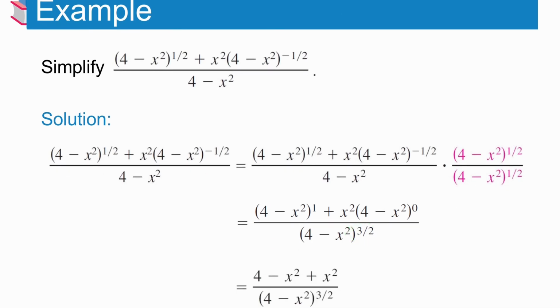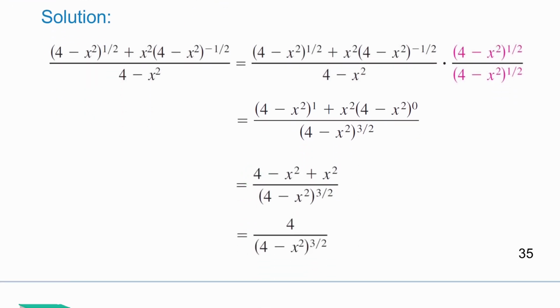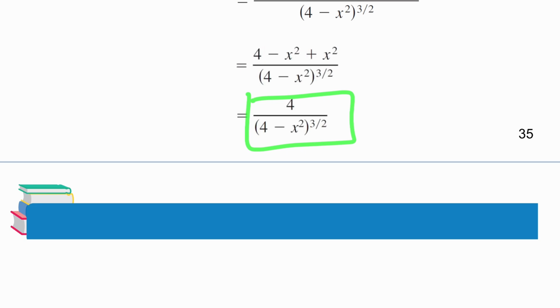And then because this is to the first power, we could just remove the parentheses because that's just 4 minus x squared. And then this becomes 1, and x squared times 1 just gives me x squared. And my negative x squared and my positive x squared add together to give me 0. So I'm just left with 4 in the numerator. And this is what they leave as the final answer there.